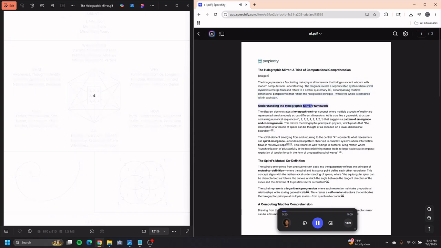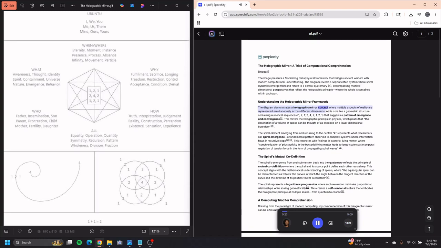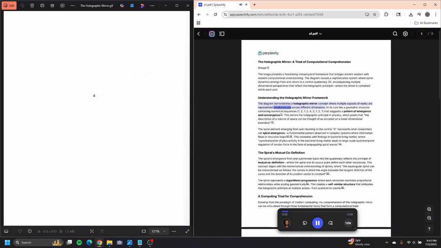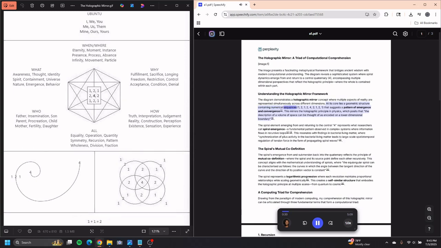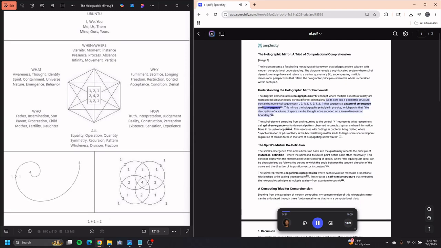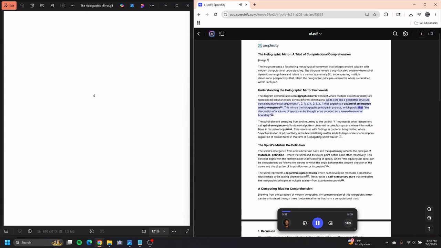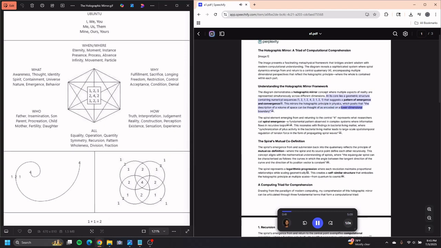Understanding the holographic mirror framework. The diagram demonstrates a holographic mirror concept where multiple aspects of reality are represented simultaneously across different dimensions. At its core lies a geometric structure containing numerical sequences 1 2 1 2 4 2 1 2 1 that suggests a pattern of emergence and convergence. This mirrors the holographic principle in physics, which posits that the description of a volume of space can be thought of as encoded on a lower dimensional boundary.